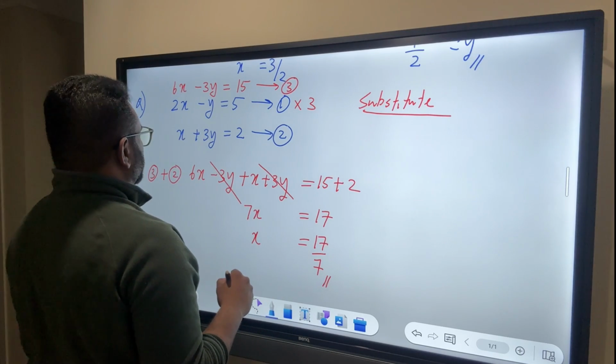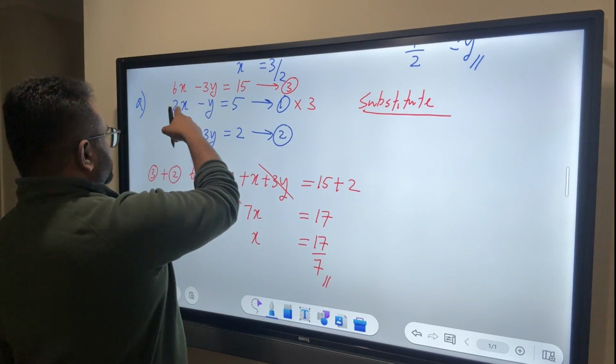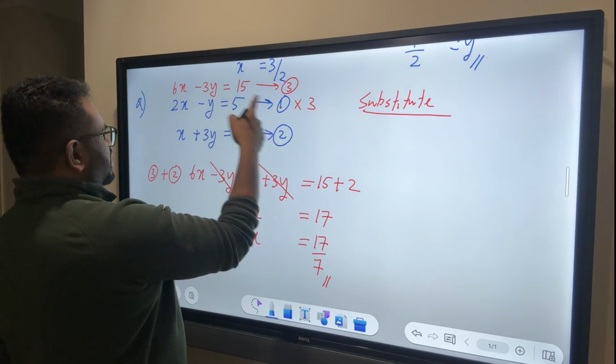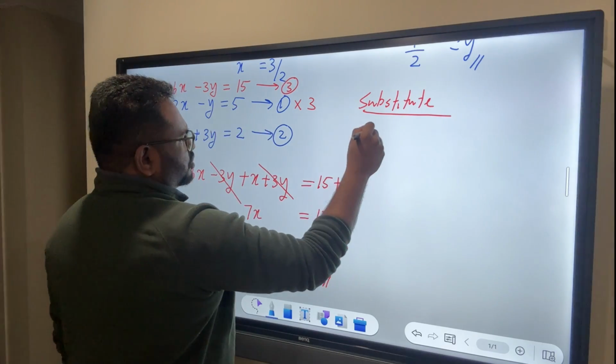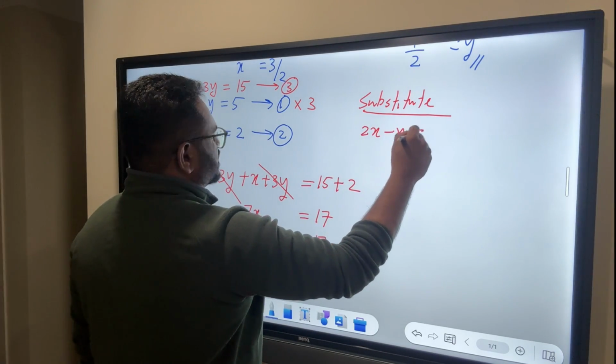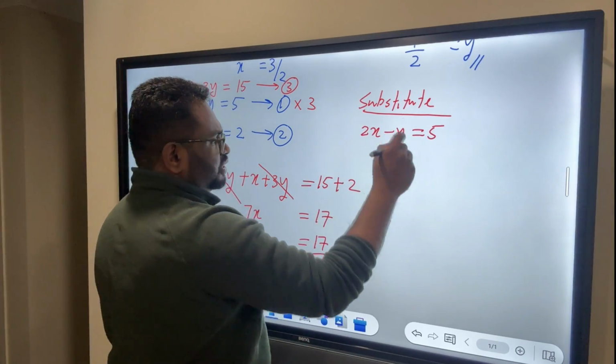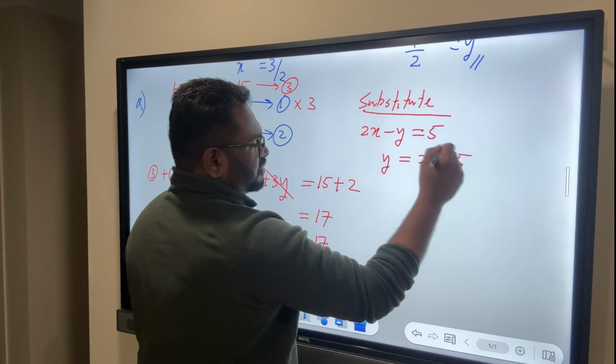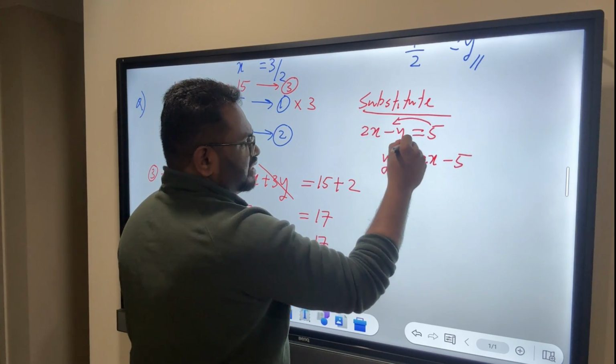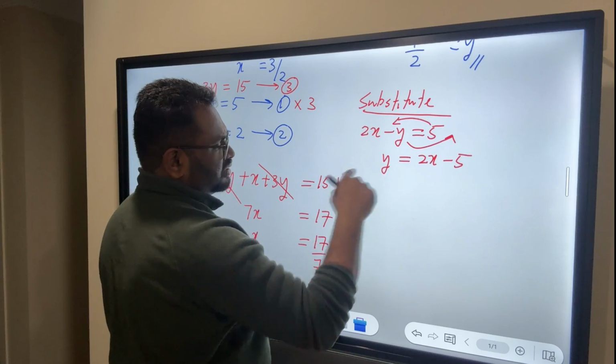So easily, I'm going to take the first equation, that's the original equation. So 2x minus y is equal to 5, so I need to find y. So we need to subject y, so that would be 2x minus 5. So you're going to move this one to the left hand side and y to the right hand side, so then you can subject y.